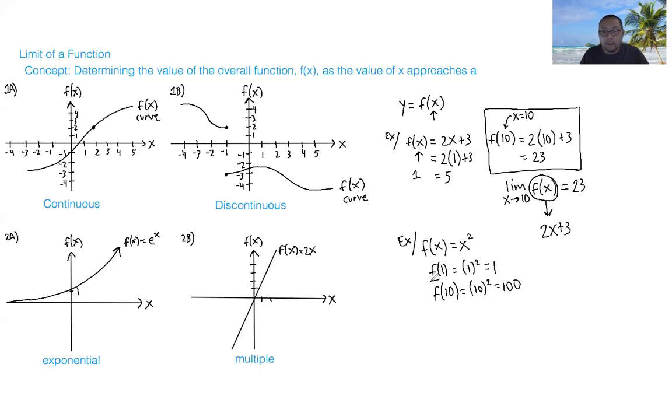And so let's use this as an example to interpret our limit. In this case, the limit as x approaches 10, because that's where we evaluated x, the overall value of your function is equal to 100. It approaches 100.